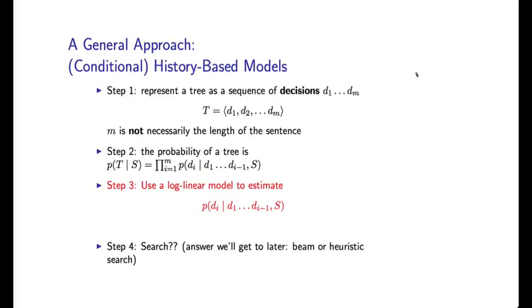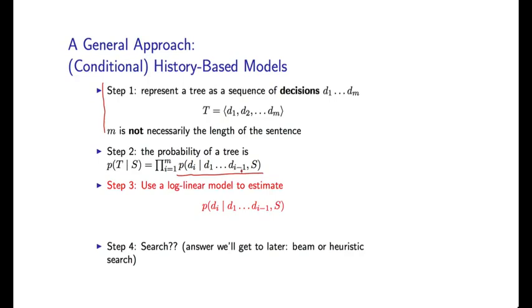Okay, so we're now going to go back and fill in the remaining steps of this history-based approach to parsing. Remember, the first step is to somehow represent trees as sequences of decisions, and that's what I've just shown you on the previous slides. The second step is to say that the probability of a tree is, by the chain rule, a product of terms where at each point I condition the ith decision on the entire sentence as input and the previous i-1 decisions.